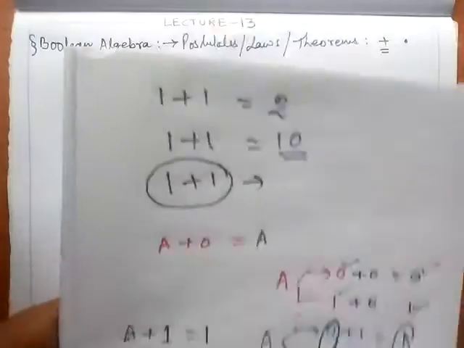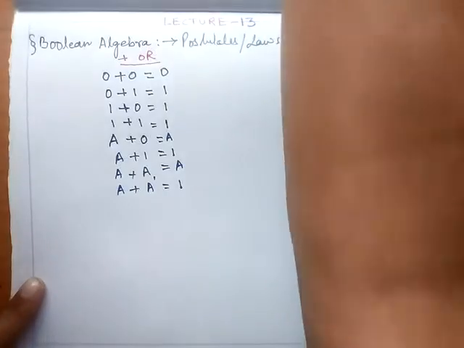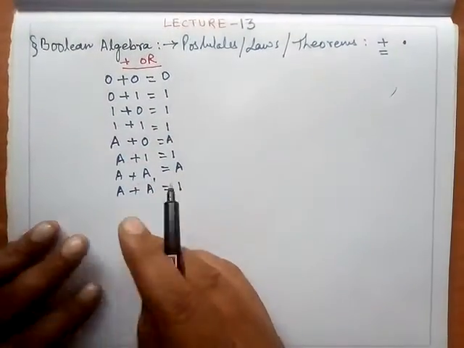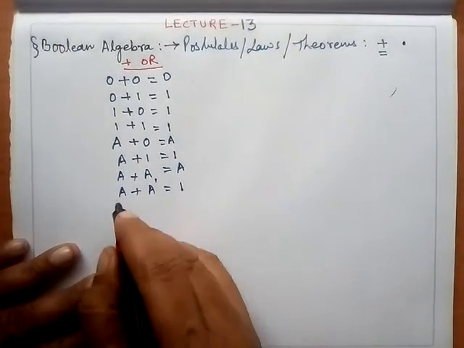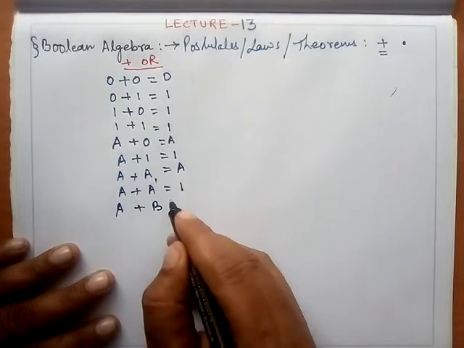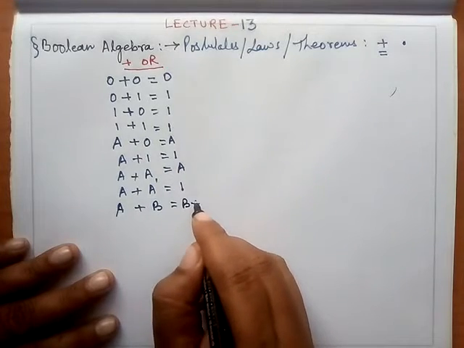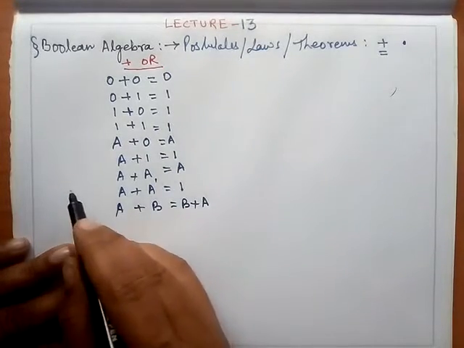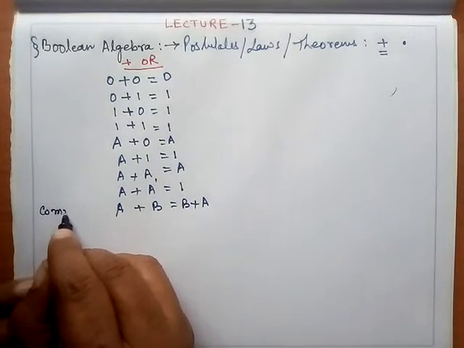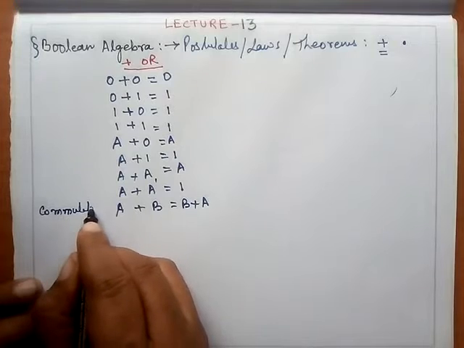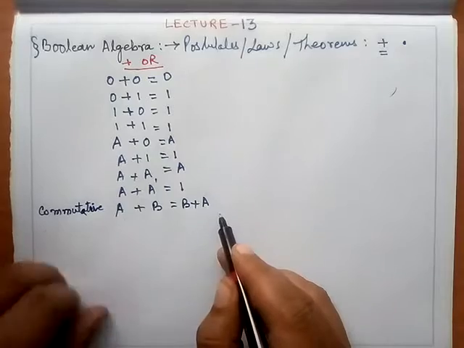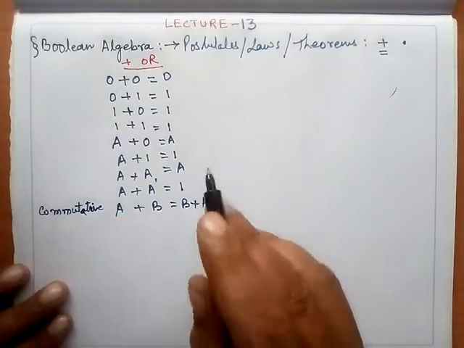I hope that some of these postulates and laws are clear to you. Now next, let's take two or three variables. It says that A plus B is equal to B plus A, and this law is called the commutative law. A plus B is equal to B plus A.